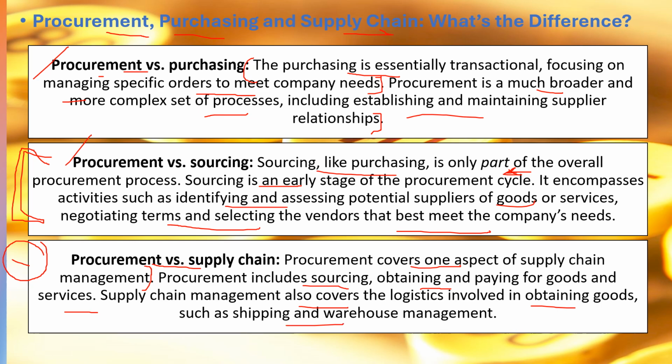Procurement means just buying and maintaining the relationships. That is one thing. And when it comes to logistics and warehousing, or the material's journey from where it started to the end consumer where it has to be delivered, everything comes under supply chain. So supply chain is a broader aspect than procurement. That is the basic difference between procurement and supply chain.